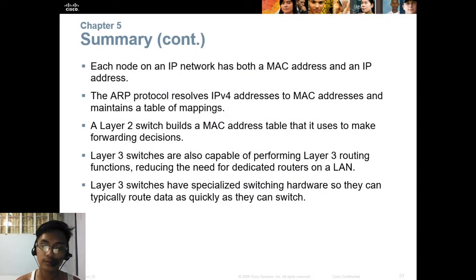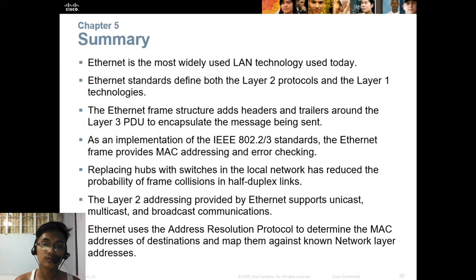So I have here the summary. Ethernet is the most widely used LAN technology today. Ethernet standards define both the layer 2 protocols and the layer 1 technologies. The Ethernet frame structure adds headers and trailers around the layer 3 PDU to encapsulate the message being sent.